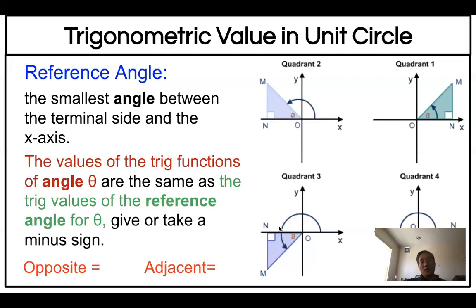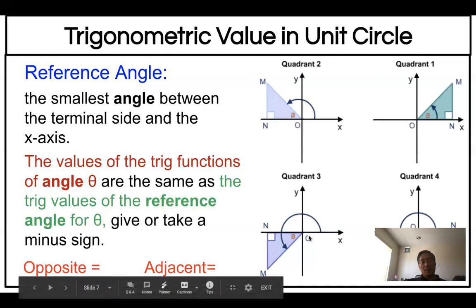If you go to quadrant 3, now your original angle goes from here all the way to here. So which angle do you use? The reference angle here. In the right triangle, A is the reference angle. We can use this angle instead of this big angle. But for the answer, only the sign matters. You don't need to worry about anything else, only the sign, positive or negative.